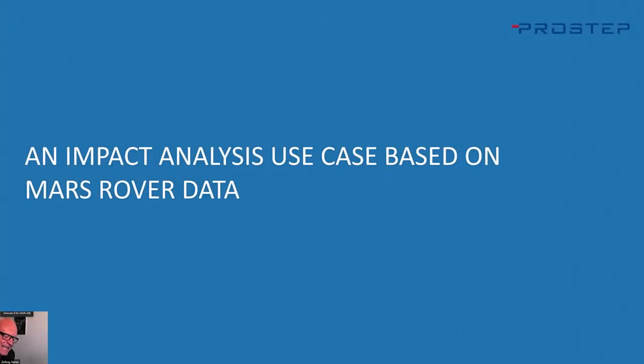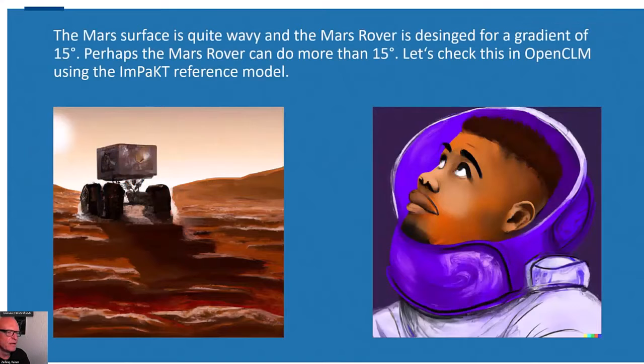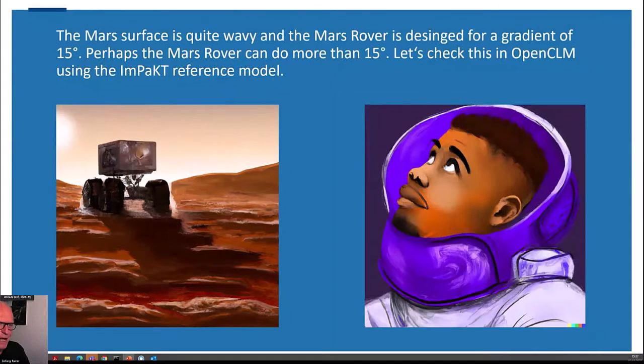Okay, let's go to the second demo, which is an impact analysis use case based on Mars rover data. We have this nice astronaut, and he wants to handle the Mars rover on the Mars surface. As the Mars surface is very wavy, it's currently designed for a gradient of 15 degrees. So that's all the Mars rover can currently cope with.